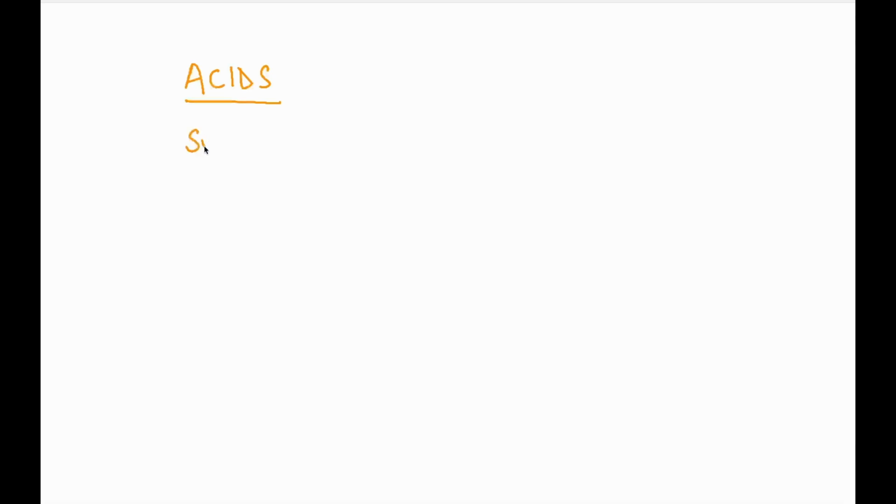Acids, as we all know, are sour in taste. Some of the important examples that we use in our everyday lives include acetic acid, which is obtained from vinegar. We have citric acid, which is present in all the citrus fruits like lemons, hydrochloric acid, nitric acid, and sulfuric acid can be some of the important examples for acids.